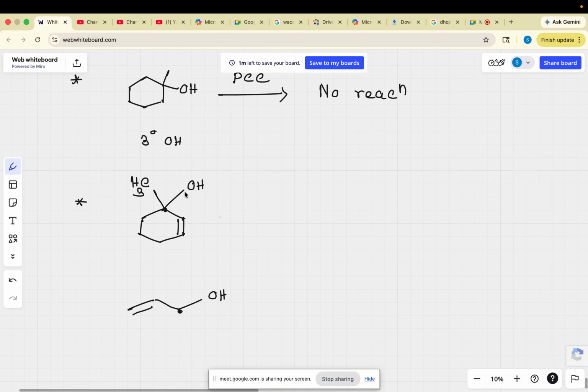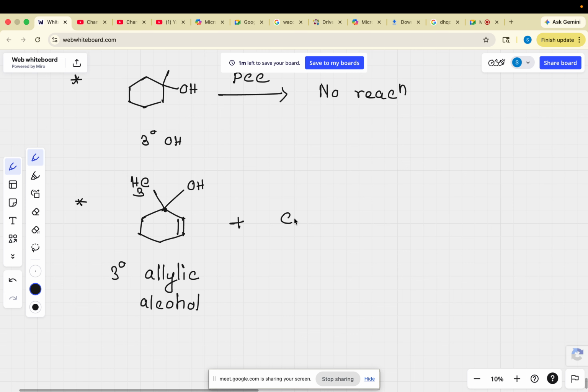But if you see, this OH is attached to how many carbon centers? 1, 2, 3. So this is a 3-degree allylic alcohol. Any doubt? Okay, now you have to show the mechanism.